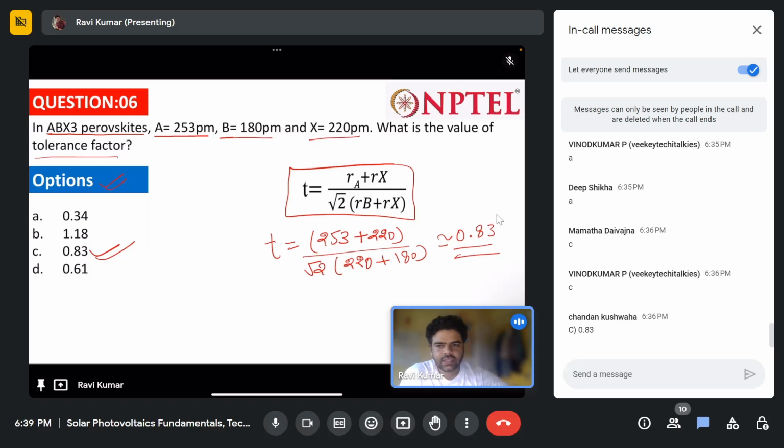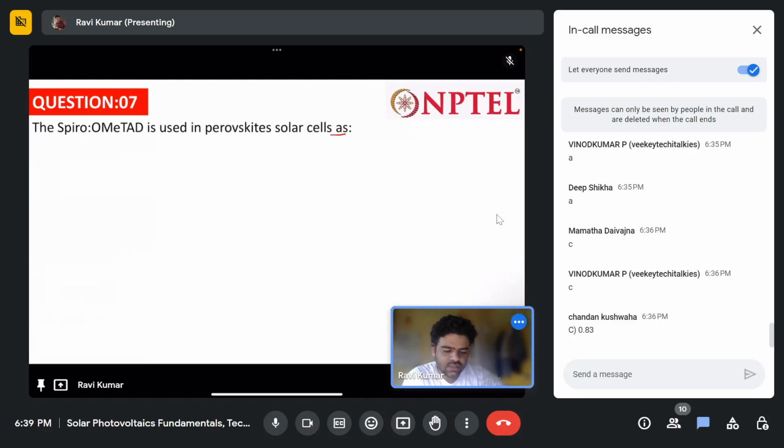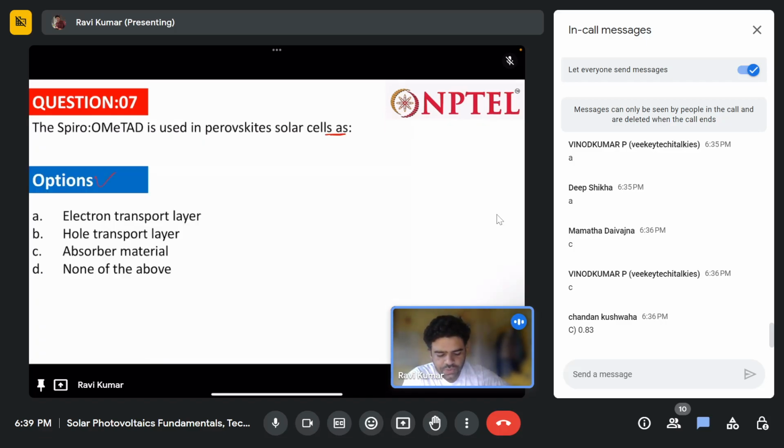Okay, let's move to the next question, which says the spiro-OMeTAD is used in perovskite solar cells as, and these are the options. You just need to tell me this material is used for what purpose.